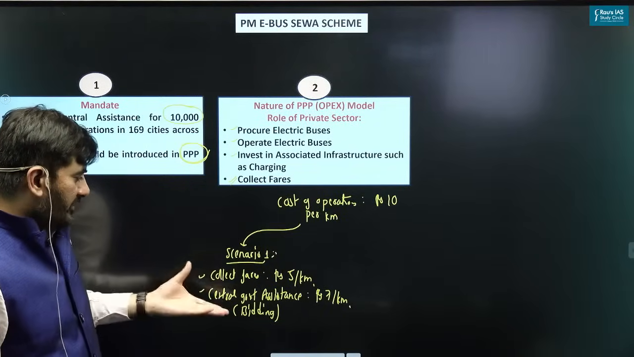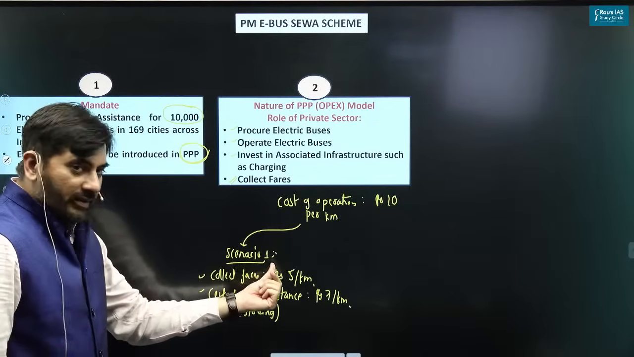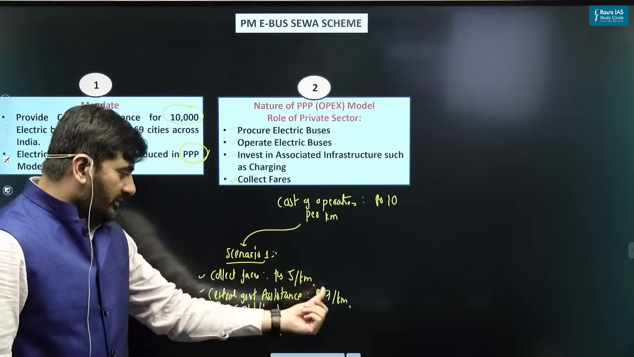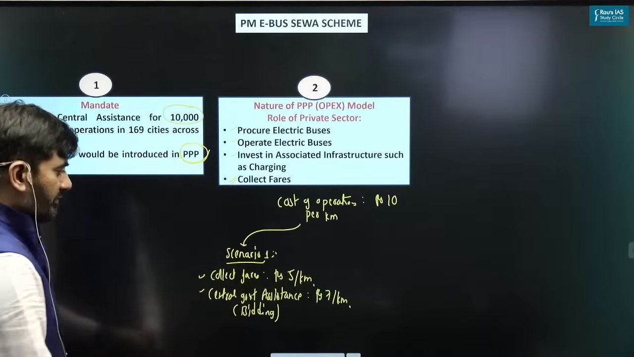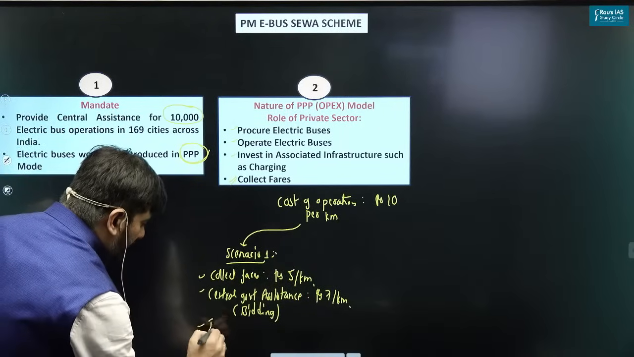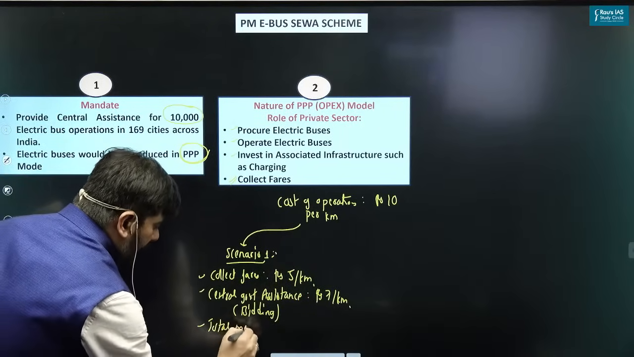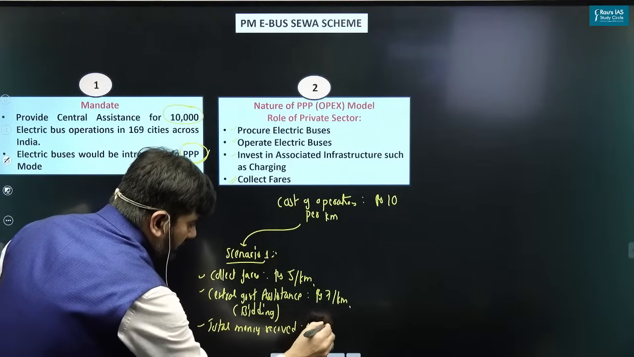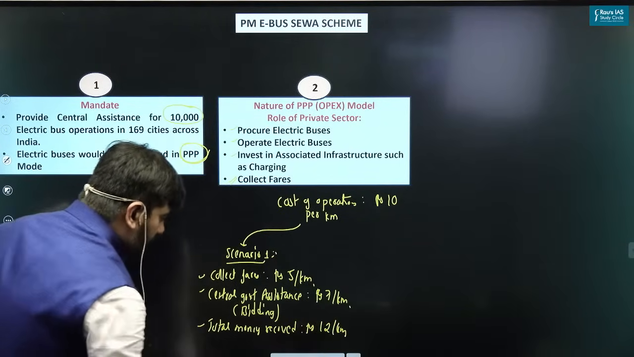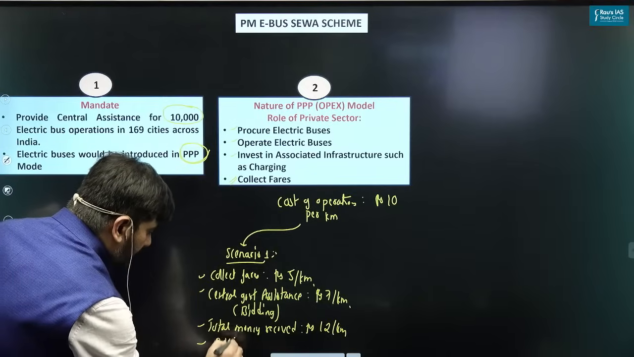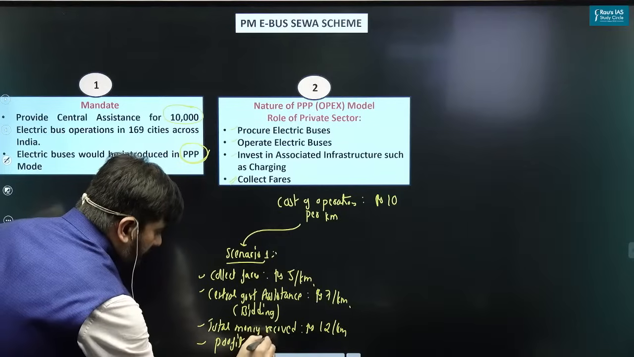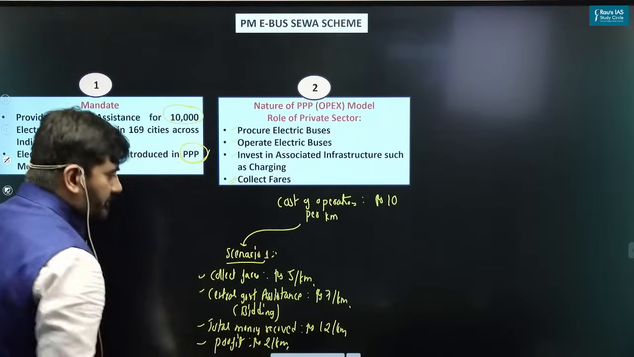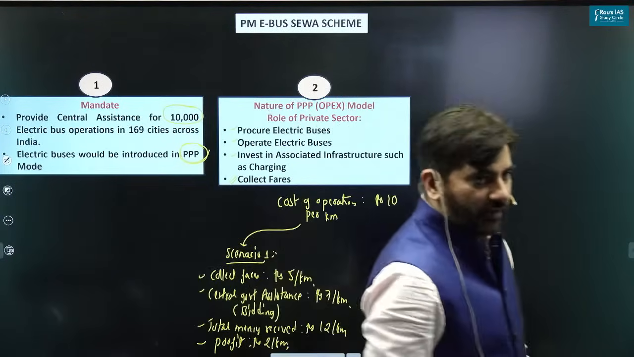Think here. For the private sector, it's spending rupees 10 per kilometer as a cost of operation. But look how much money it has recovered. 5 rupees it has recovered from fares, and the central government has given assistance of 7, plus 5. Total money which has been recovered from operation is rupees 12 per kilometer, which means how much is its profit? Its profit is rupees 2 per kilometer. This is how they will make profit.